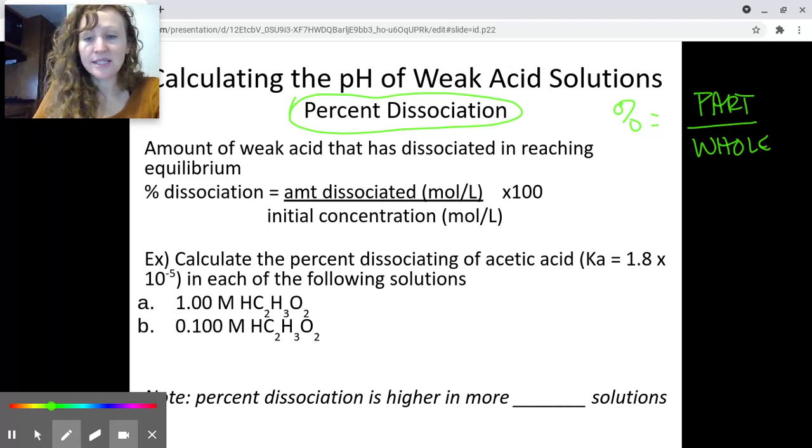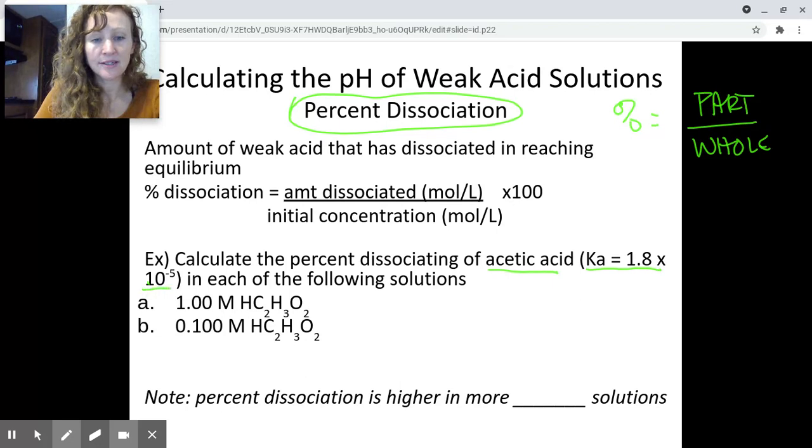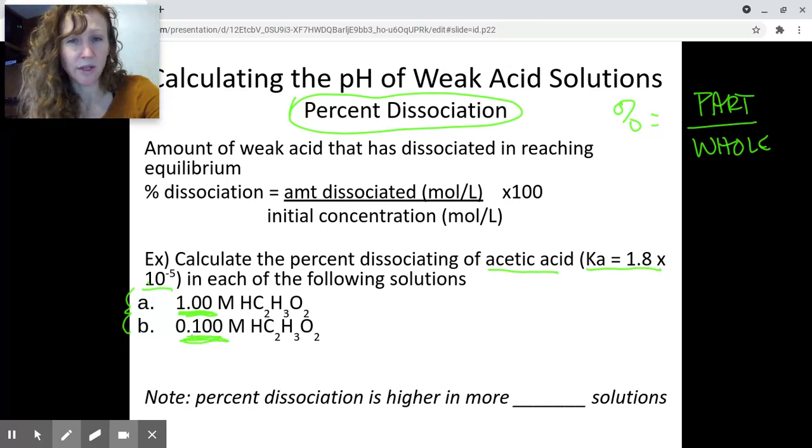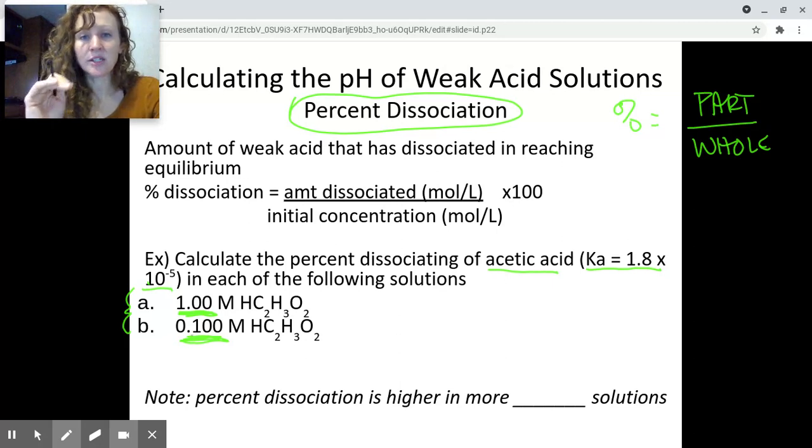We have acetic acid, we have a Ka for acetic acid, and then we have two examples here. One example where the molarity of acetic acid is 1, and another example where the molarity of acetic acid is 0.1. So we have a difference in concentration. We're going to look at the percent dissociation.